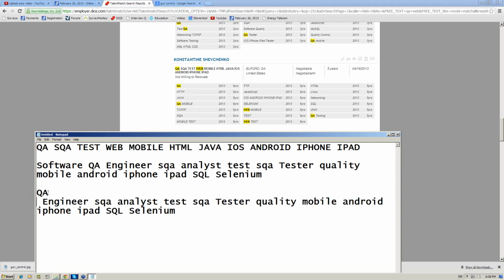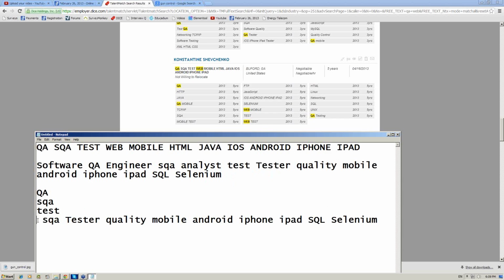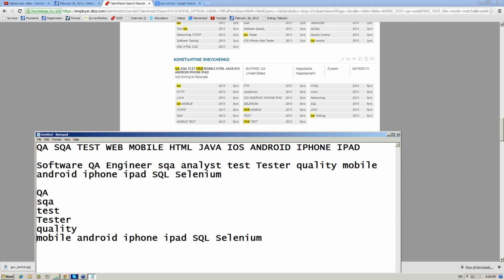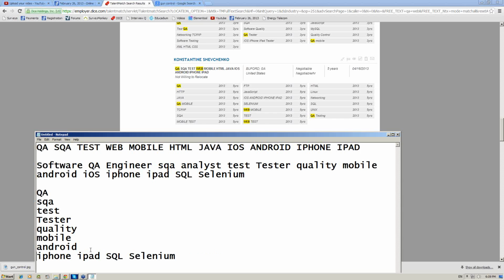So QA is one, and you have it. Engineer, I don't think so. SQA, for sure. I don't think analyst, but test should be another one. Oh, QA, SQA, 2 times SQA. Oh, no, we do not need 2 times SQA, I'm sorry. Tester definitely deserves a separate keyword. Quality, maybe. Mobile definitely deserves a separate word. Android definitely deserves a separate word. You know what we are missing here? iOS. I'm sorry, iOS here. So iOS deserves a separate field. I'm not sure about iPhone, iPad.